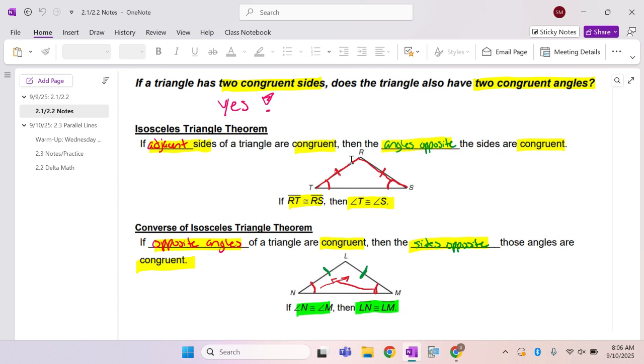All right. So another thing to note is congruent angles, same concept as congruent sides with how they mark them, except they mark them like this.